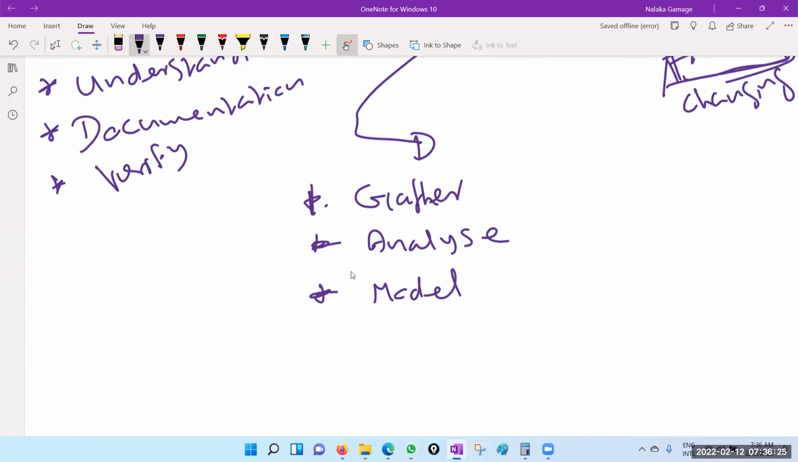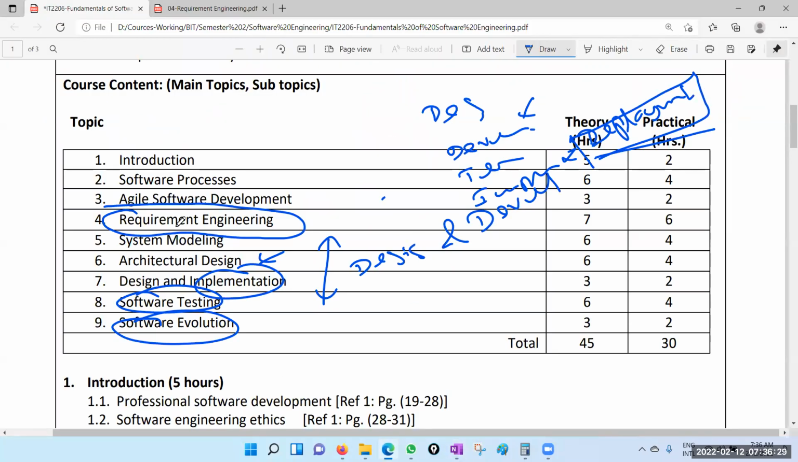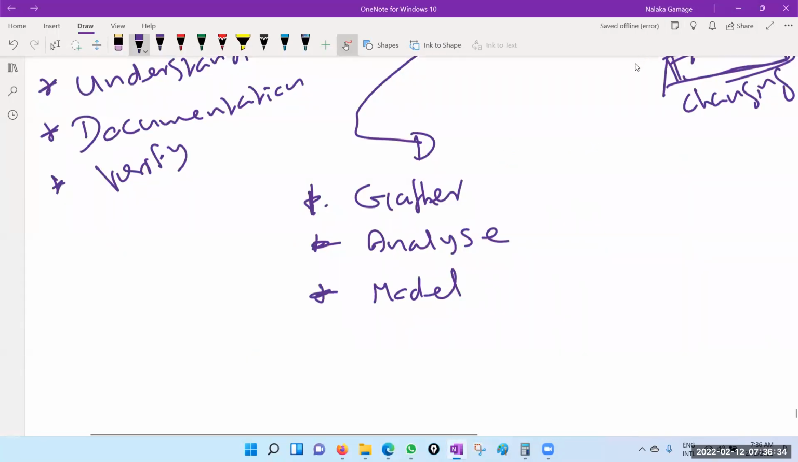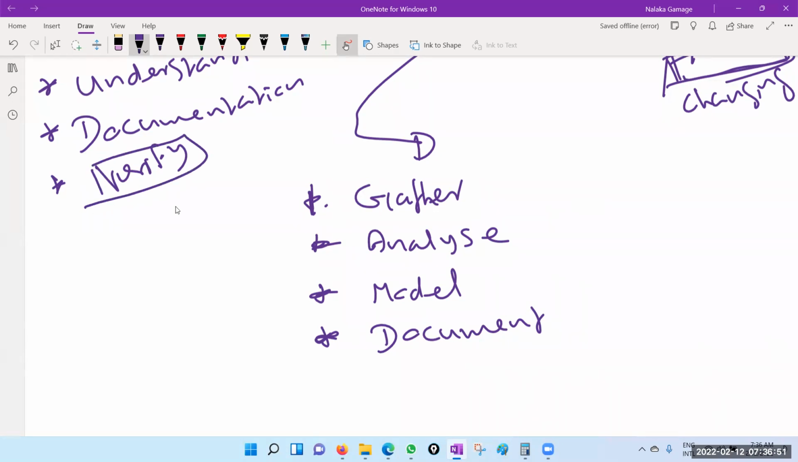Okay. Remember you have a topic called system modeling. Now you know why it is there. So then we have to model. Actually, the documentation will happen as part of the modeling as well. But anyway, let's put it, you have to document. And we have to verify our understanding, our documented requirement, verify or validate.